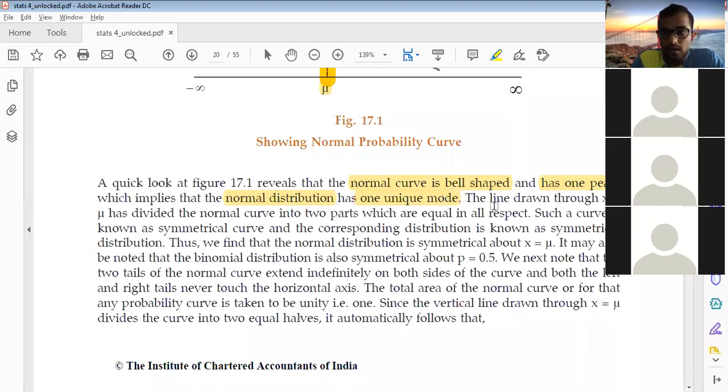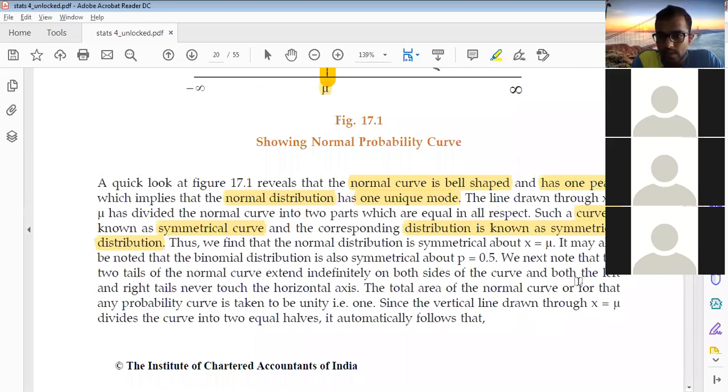The curve is symmetrical and the distribution is known as a symmetrical distribution. It may also be noted that binomial distribution is also symmetrical, but only in one condition: p is equal to 0.5. We will not write that here because we have already written it.